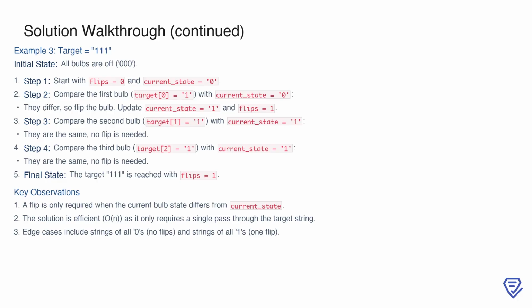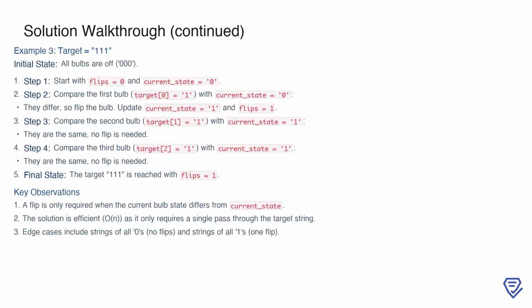For the second bulb, the target is still 1, which matches current_state, so no additional flip is needed. Similarly, the third bulb also matches current_state, so no flip is performed. This brings us to the final state 111, achieved with just one flip.